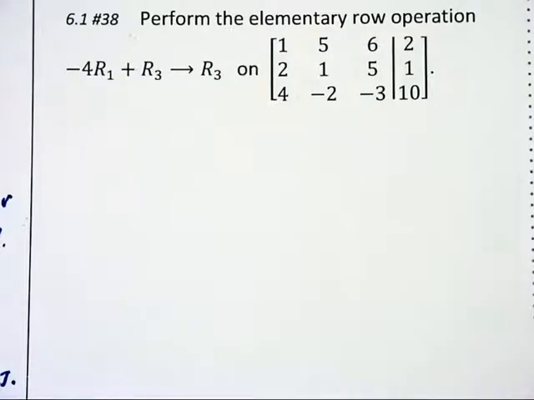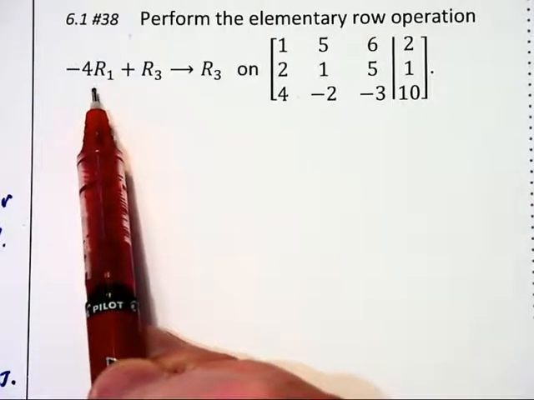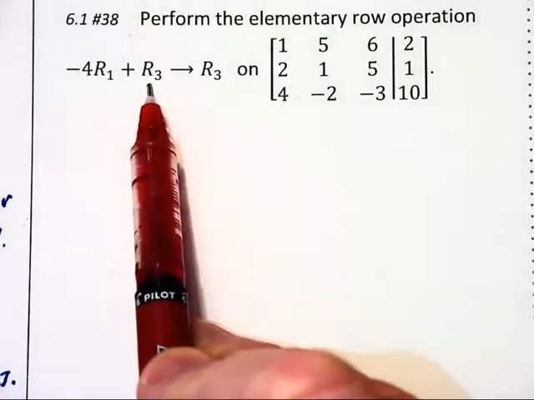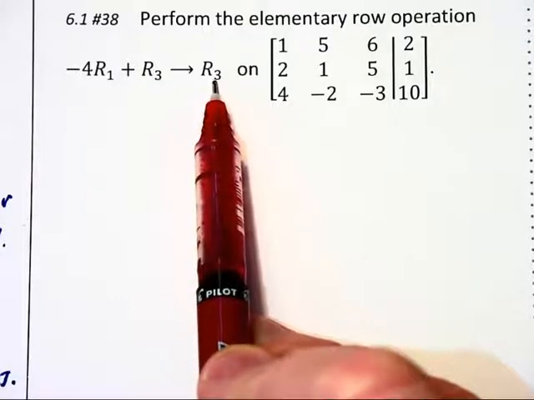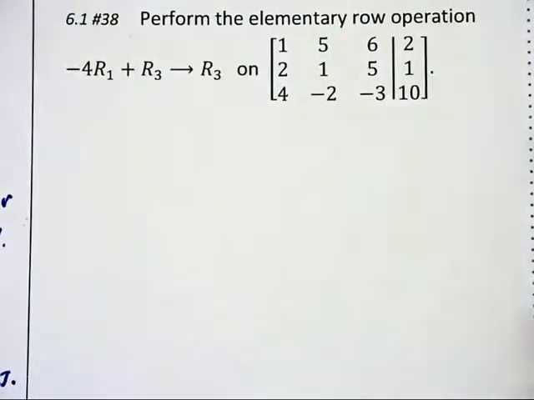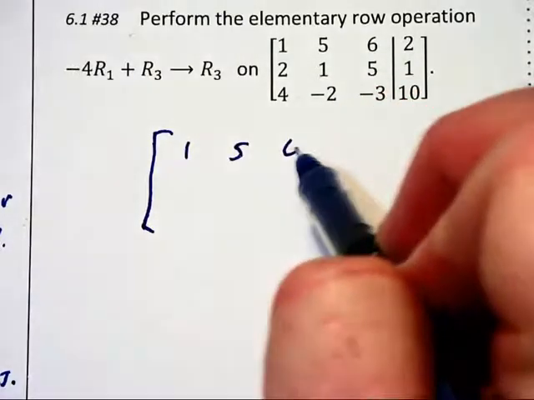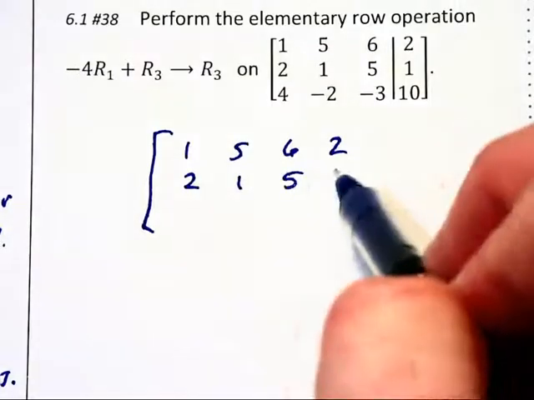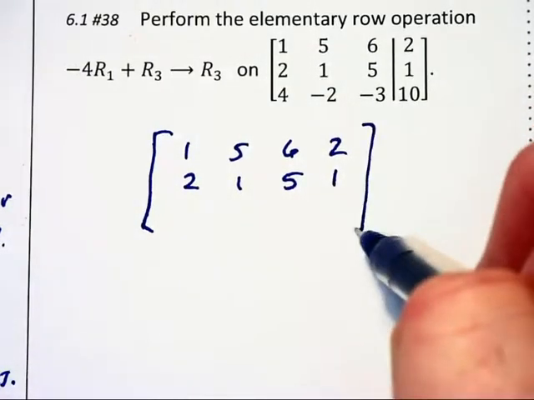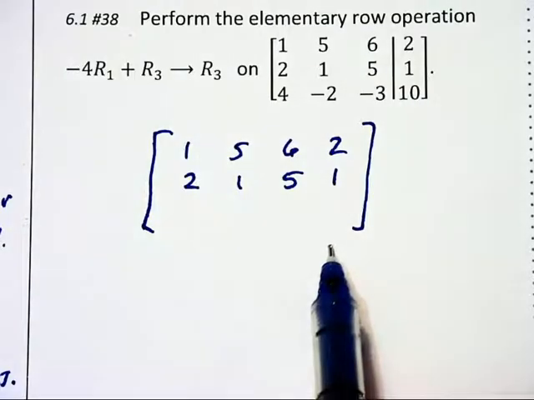Here's the next row operation they want us to do. They want us to take negative 4 times row 1, add it to row 3, and make that the new row 3. In other words, when you write this out, the 1, 5, 6, 2, the first row, and the second row are going to stay the same. It's the third row that's getting replaced, so that's the one that's going to change.